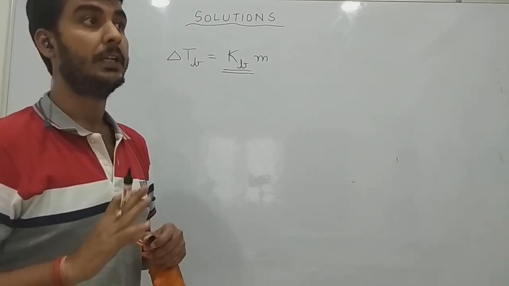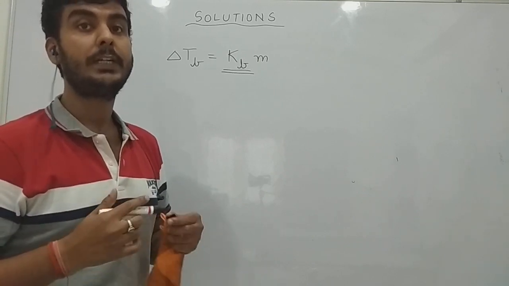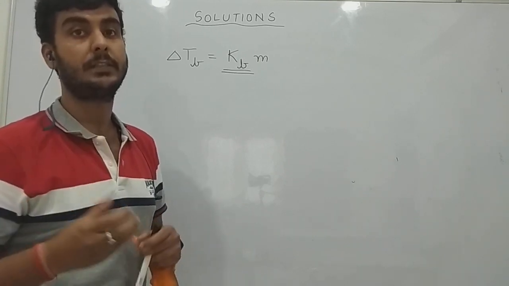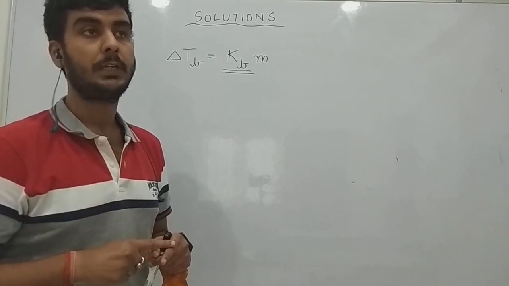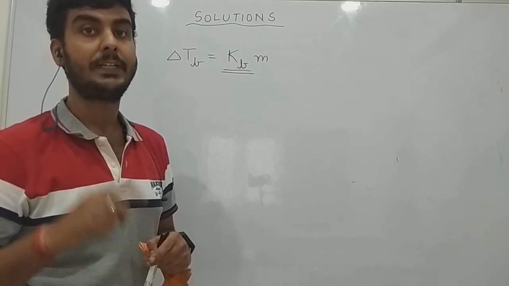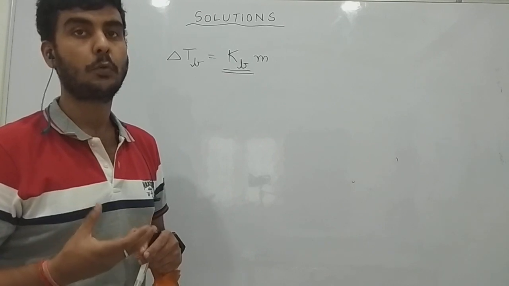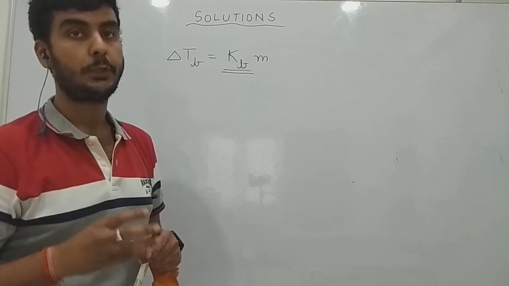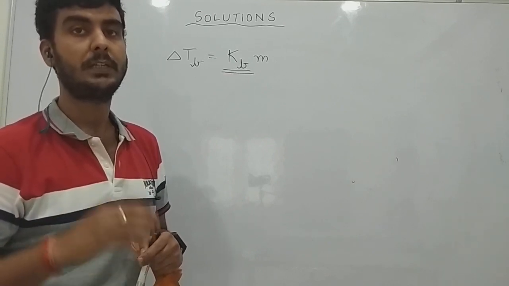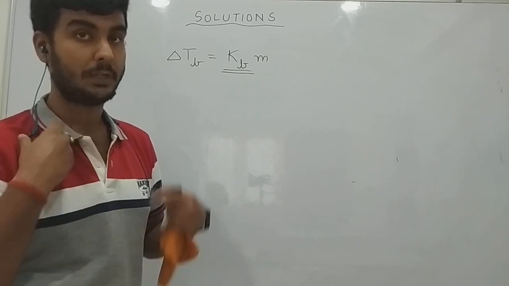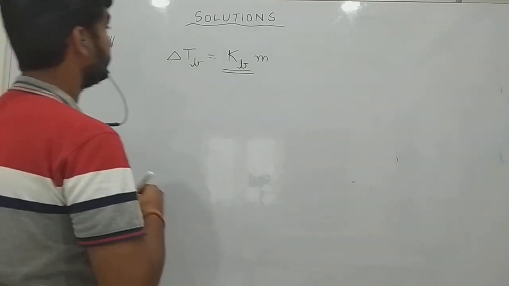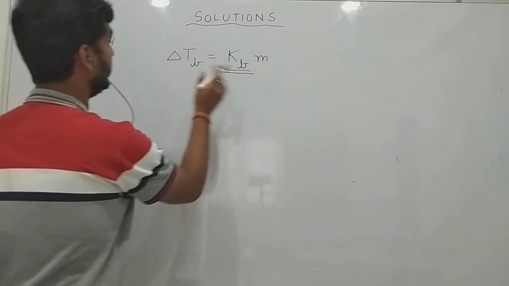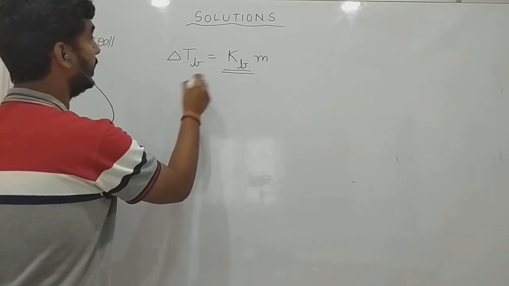Molality is not given. So in order to calculate molality, what are the things you should know? You should know the number of moles of solute and the mass of solvent in kg, because molality is the number of moles of solute present per kg of the solvent. Remember, per kg of the solvent, not solution.